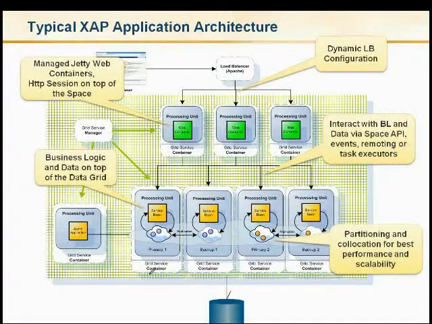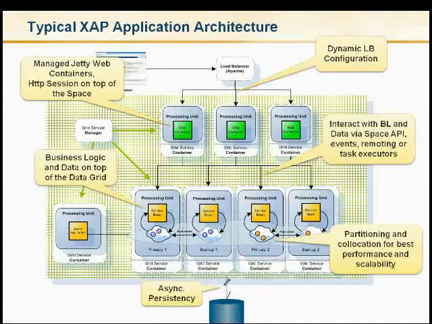Okay, so we talked about partitioning. Another thing worth mentioning here is co-location. So, for example, if there is a business logic service that you want to invoke, GigaSpaces enables you to very easily co-locate it with the data grid instances. So whenever something needs to be done on the data, it is done locally, thus enabling very high performance and scalability because everything is partitioned.